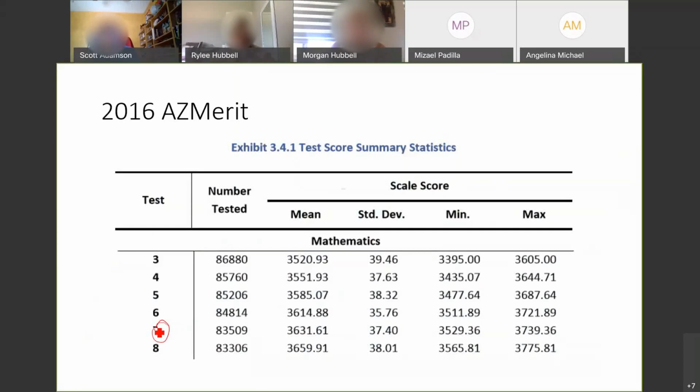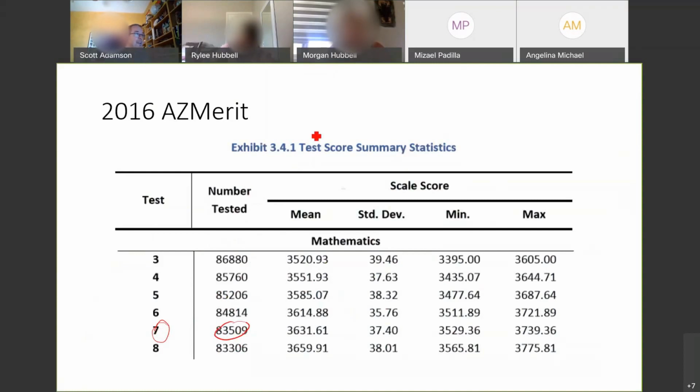Grade for the sake of this assignment. We're going to focus on 7th grade. And here's what we see. In 2016, whoa, 83,509 7th graders took the AZ Merit Test. 83,000 kids.